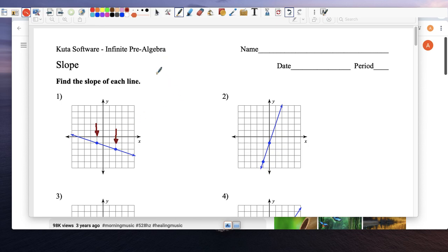So let's do number 1, and we have 2 points. The first point, I'll call this A and call this B. Point A is -1 and -1. Point B is 2, -2. Okay, 2 to the right and 2 down.